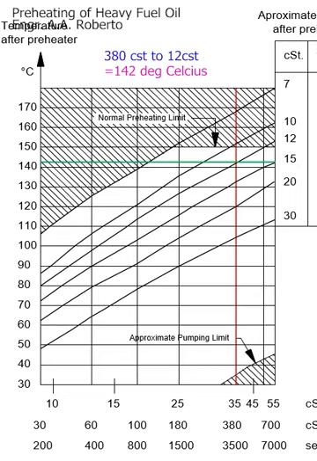So I hope you get the idea on how to read this graph and to find the approximate temperature in order for us to attain the desired viscosity value in centistokes.